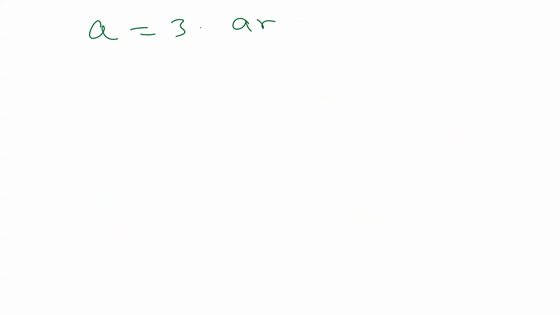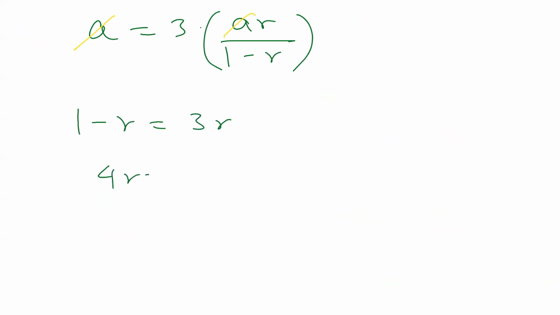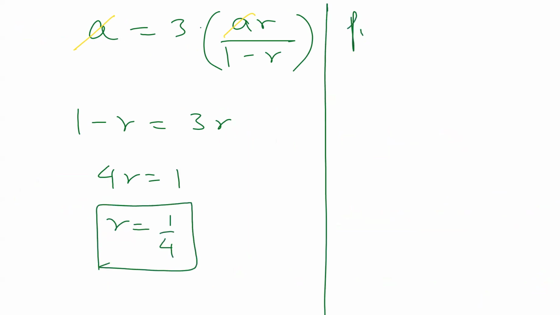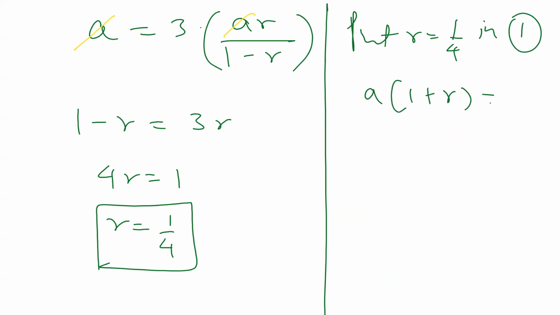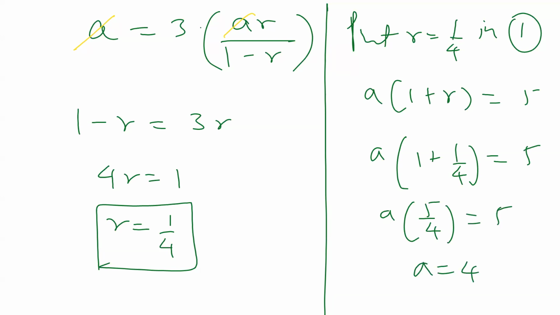So T1 is equal to A is equal to 3 into AR upon 1 minus R. A getting cancelled. 1 minus R is equal to 3R. 4R is equal to 1. R is equal to 1 by 4. Put R is equal to 1 by 4 in equation 1. A into 1 plus R is equal to 5, R is equal to 1 by 4. A is equal to 4. We got the value of A.